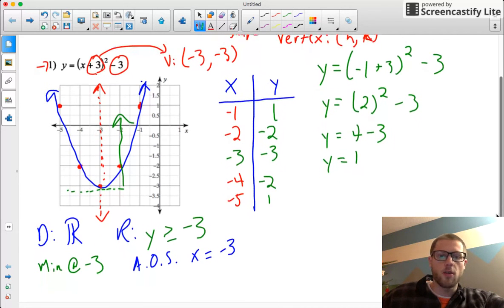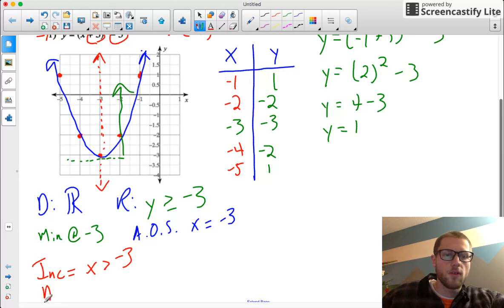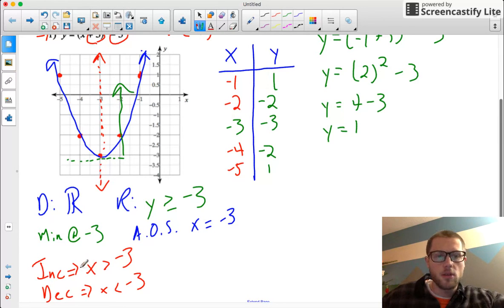What else? I could talk about when this thing is increasing and decreasing. If I were to start at my vertex and move to the right, that's when my parabola is going up. So I'm going to be increasing when all my x values are to the right of -3. So when x is greater than -3, I'm increasing. I'm going to be decreasing when x is less than -3, since at that point, I'm going down in the parabola until I hit my vertex. So there are some properties to take note of when we're graphing this thing, and I hope that helped.